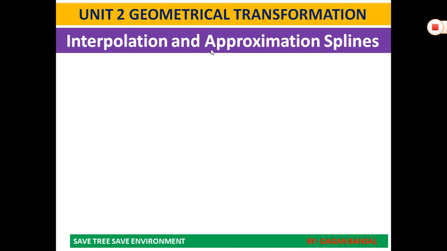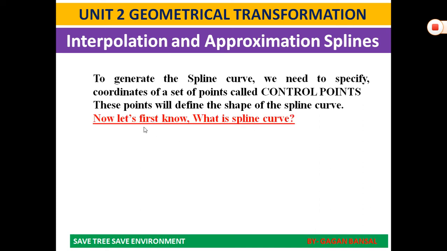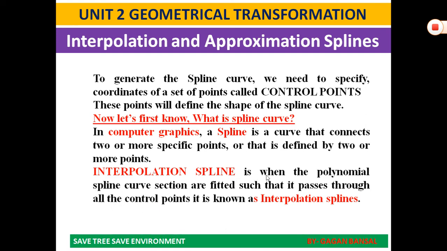Next, and the last, is interpolation and approximation splines. To generate the spline curve, we need to specify coordinates of a set of points called control points. We have already defined these. These points will define the shape of the spline curve. Now let's first know what a spline curve is. I have already explained, though we'll repeat it again. In computer graphics, a spline is a curve that connects two or more specific points, or that is defined by two or more points. An interpolation spline is when the polynomial spline curve sections are fitted such that they pass through all the control points.